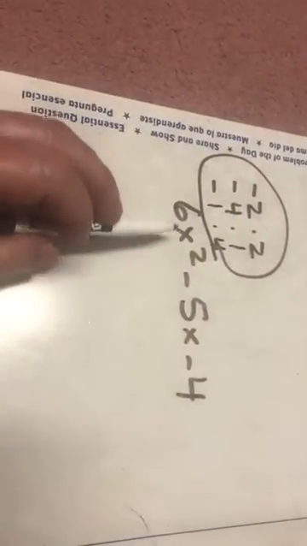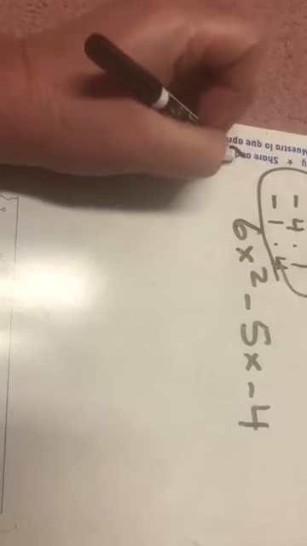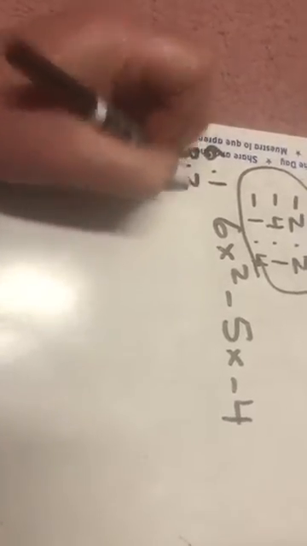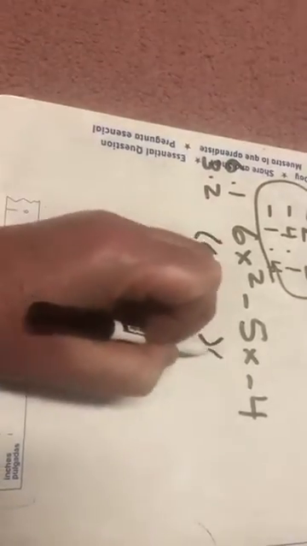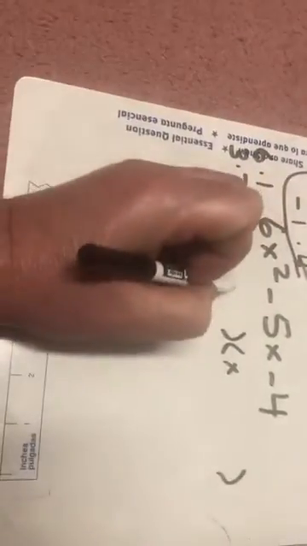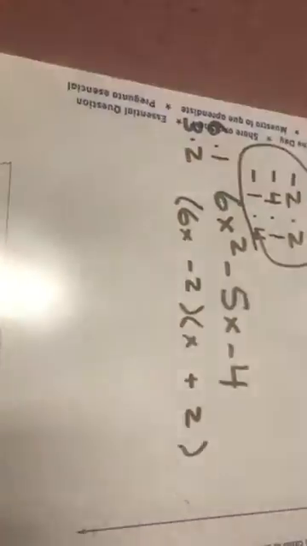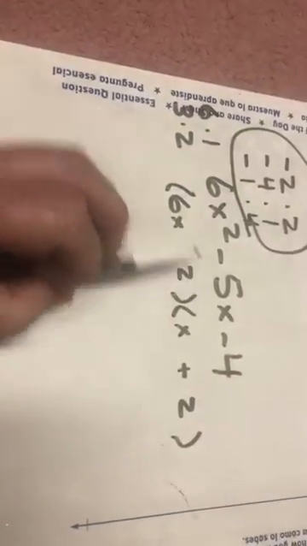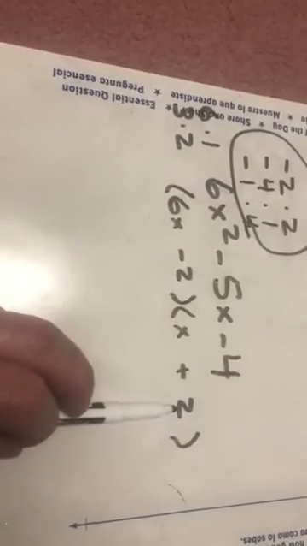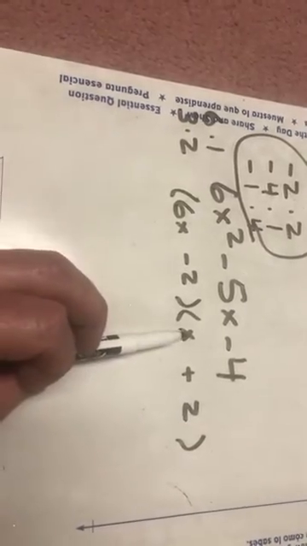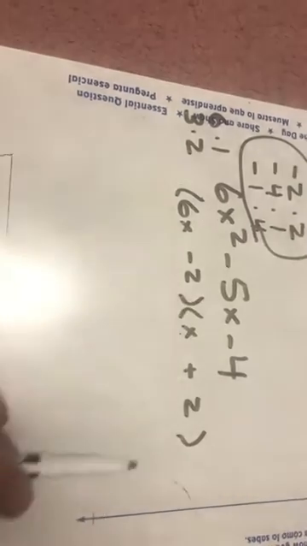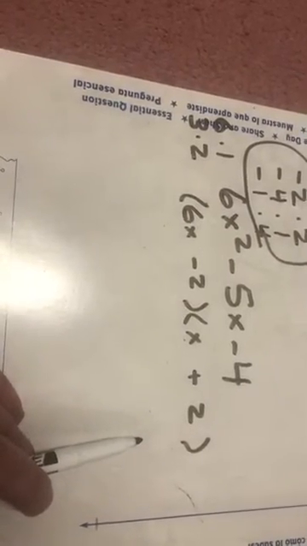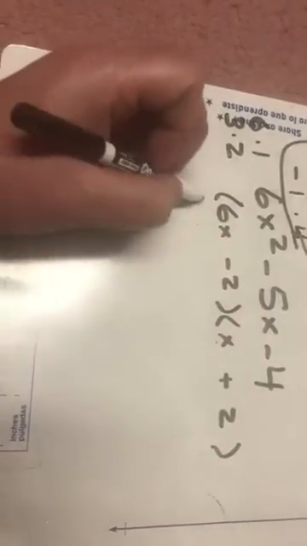Now, what are the different ways that I can get 6? Well, it could be 6 times 1, or it could be 3 times 2. So let's see what happens. Let's go 6x and x. And let's try this first one. Negative 2 plus 2. Well, let's see if I get a negative 5. 6x times 2 is 12x. Negative 2 times x is negative 2x. 12 and negative 2 give me positive 10. That's not what I'm looking for. I'm looking for a negative 5.